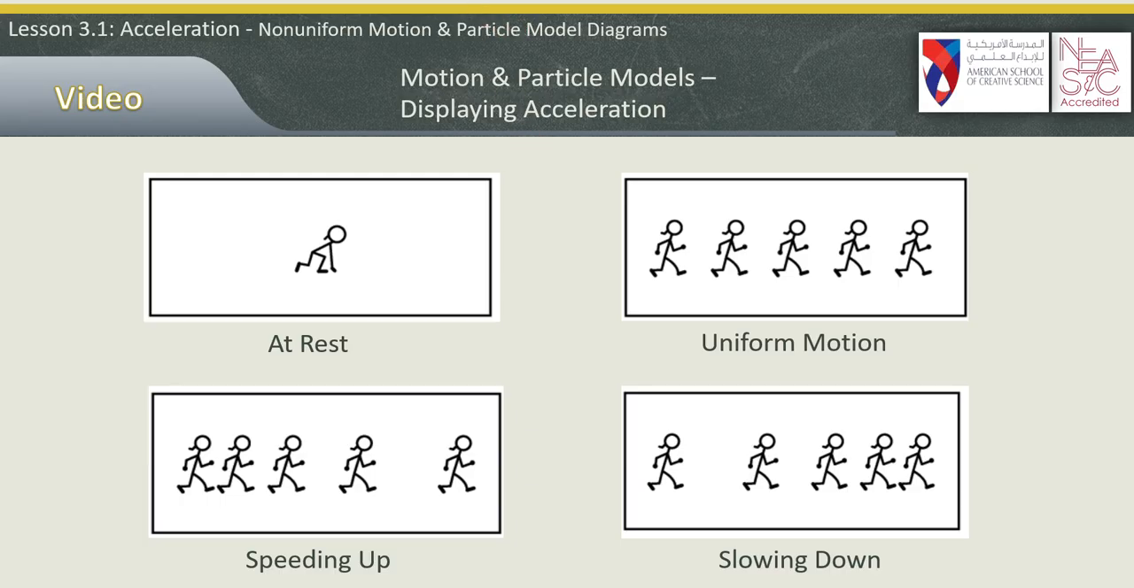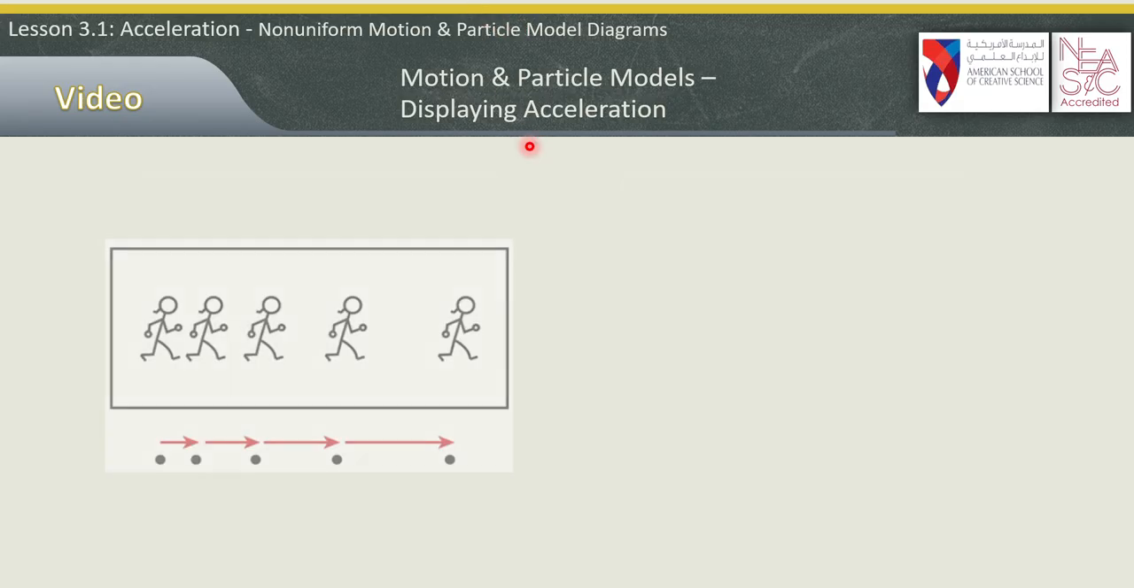Now let's look at the particle model motion diagram and see how it shows changes in velocity. As you know, each dot represents the position of the object at equal time intervals. There are two main indicators of changing velocity. The first one is the spacing of the dots, and the second is the length of the velocity vectors.